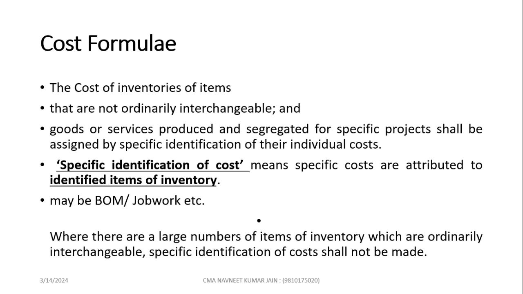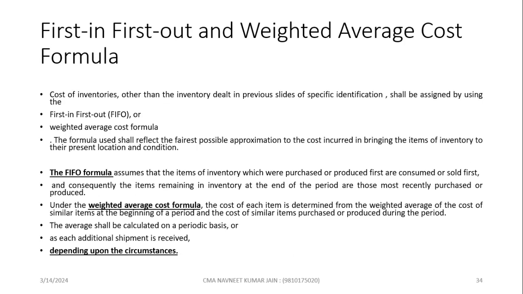So these are specific costs which are attributed to identified items of inventory, maybe bill of material, job charges, etc. Where there is a large number of items of inventory which are ordinarily interchangeable, specific identification of costs shall not be made.